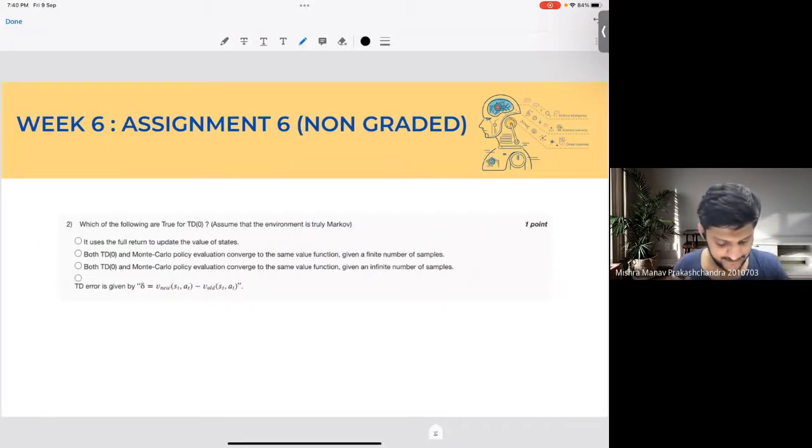and which of the following is true for TD0? It uses the full return. No, it just looks at the one-step return. Both TD0 and Monte Carlo evaluation converge to the same value function given a finite number of samples. No, this was discussed by Sir in the lectures. If you have an infinite number of samples, yes, they eventually converge to the same value function. But if you have some limited samples that you can draw from, limited computational power, then sometimes Monte Carlo policies have advantages, and sometimes your TD0 policy has different advantages. It depends on the problem that you're trying to solve. Okay, so this is the correct answer.